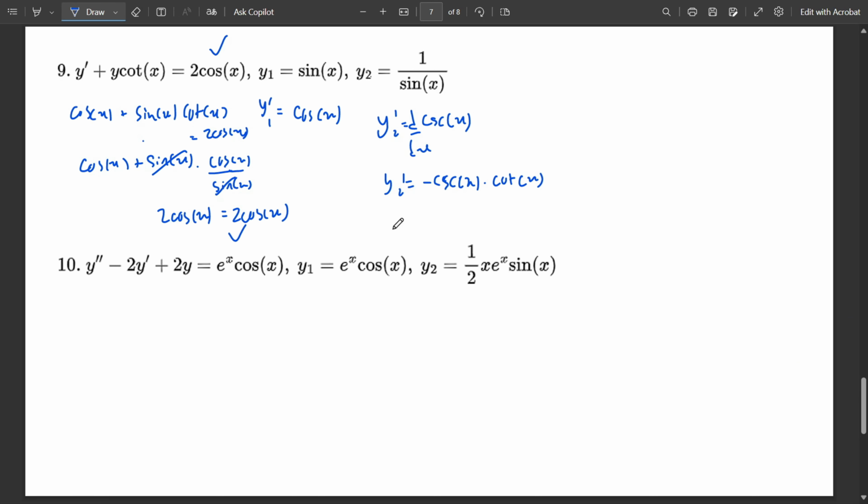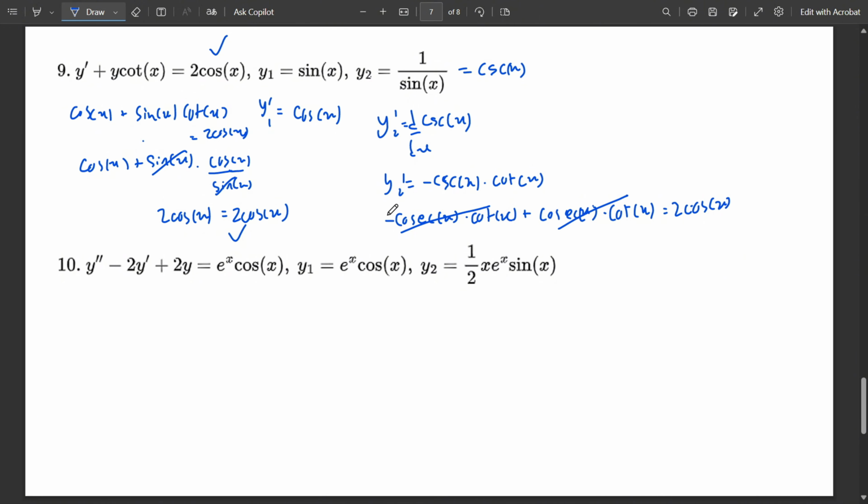So we can substitute it to here. We have y prime, which is negative cosecant of x times cotangent of x, plus y. Our y is just cosecant of x here. We have cosecant of x times cotangent of x. That is equal to 2 cosine of x. Well, this will cancel out because the values are the same.